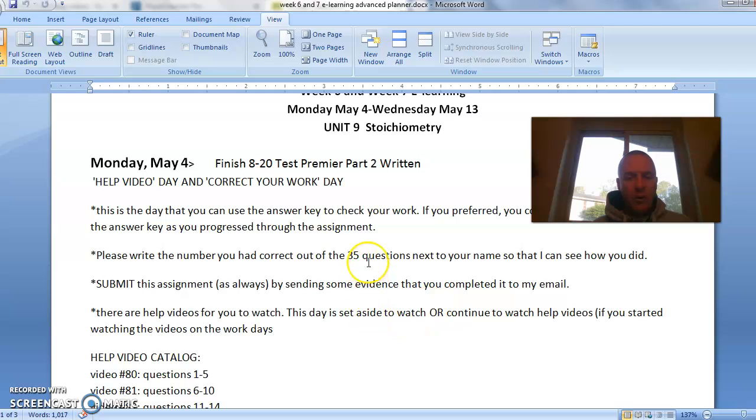Again, grade your work and write your score out of 35 next to your name so that I can see it when you submit it. It will not be held against you, but it will be a way for me to see how effective the e-learning has been. Is it actually working? Are you learning new concepts? That's the goal of this. Submit that today, and I'll be excited to see the results.